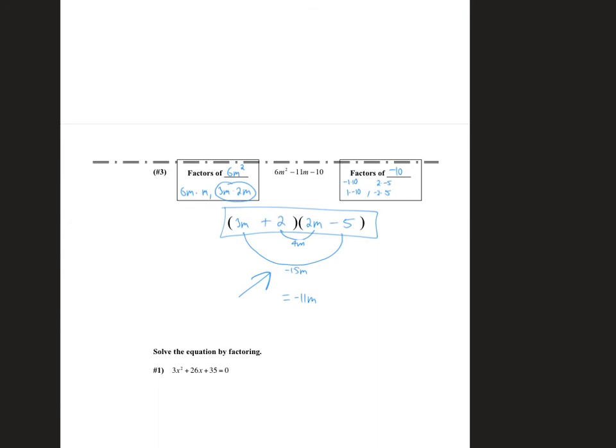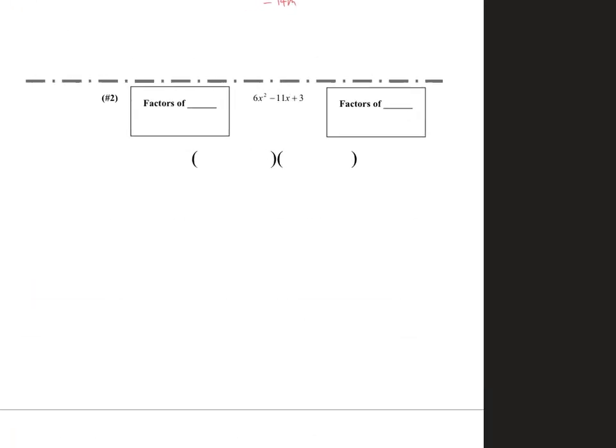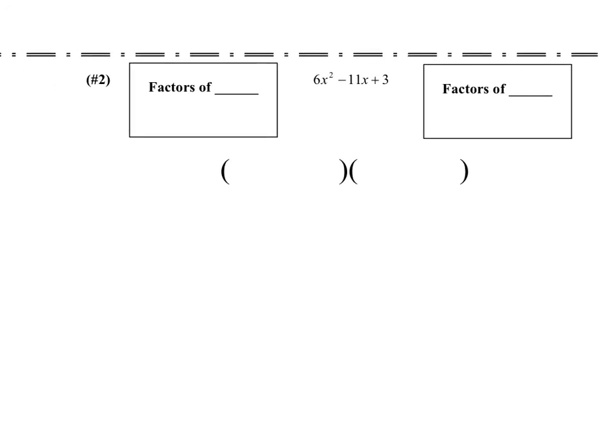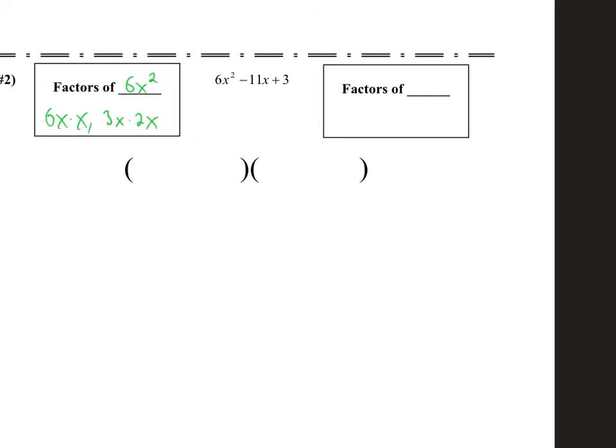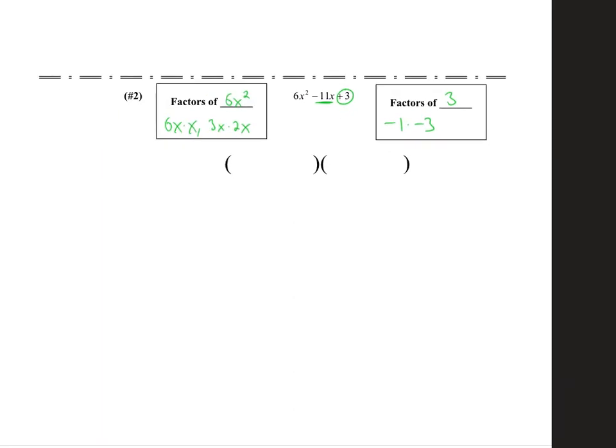Give it a try. All right, let's do example 2. We have 6x squared minus 11x plus 3. So we need factors of the first term, which is 6x squared. So we have 6x times x and 3x times 2x. Then we need factors of positive 3. But look here, this is positive 3, but we end up with a negative middle term. How do we get that? Well, it means that both terms have to be negative, right? Negative 1 times negative 3. That's going to be the factors for this one, okay?